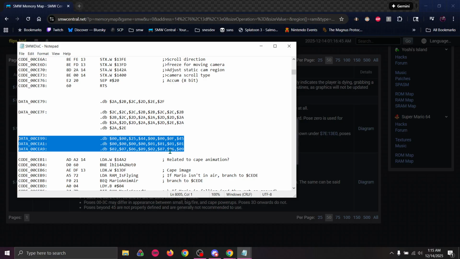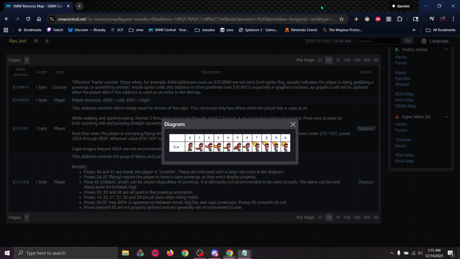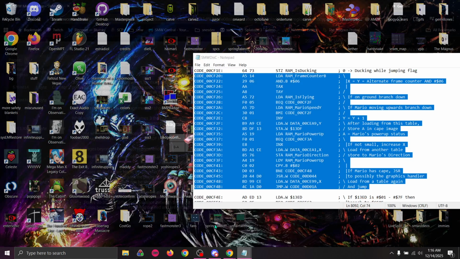So basically every 2 frames, it alternates between pose 2 and pose 6 for the actual cape itself, not for Mario. So if he's standing on the ground, it'll alternate between these two, and if he's falling, then it'll alternate between these two. Now, obviously, that's not quite the full story, because Mario doesn't just have his cape out on his left side for the entire duration of a spin. It switches between left and right, and that's going to get into, I think, the next part of this routine.